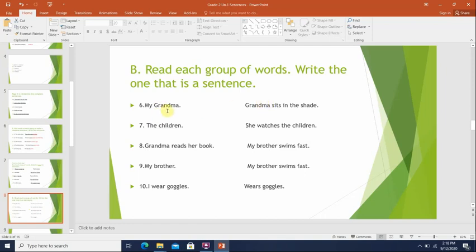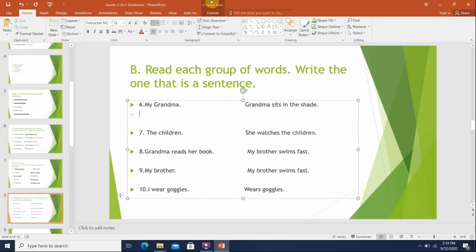Number 6, it says, my grandma. My grandma, and then it says, grandma sits in the shade. So the first one doesn't say what happened to grandma or what grandma is doing. The second group of words says, grandma sits in the shade. So this is the sentence. So we'll be writing it here. Grandma sits in the shade.